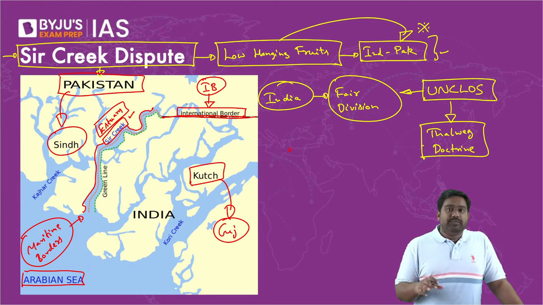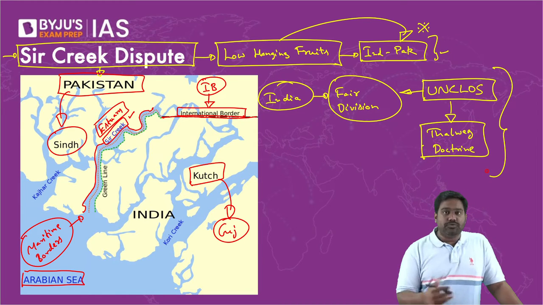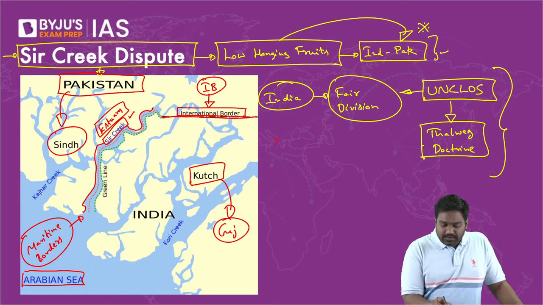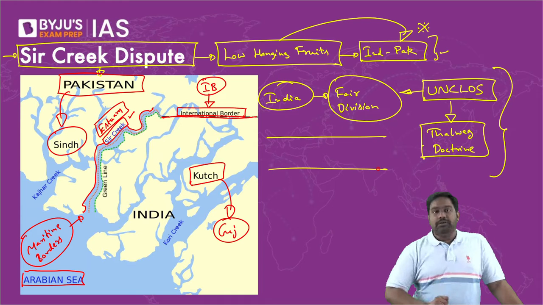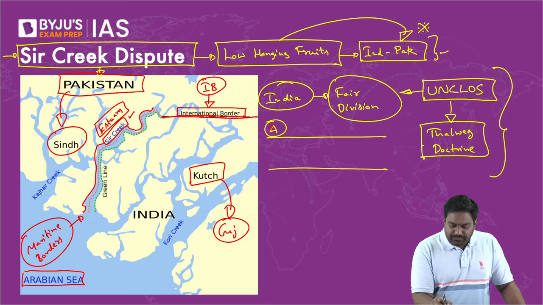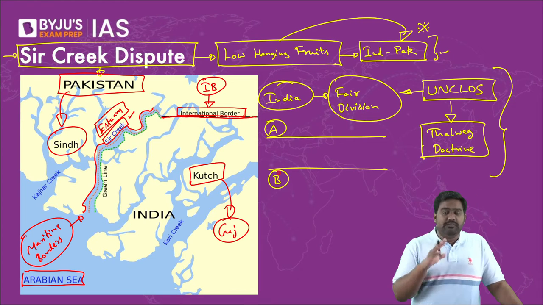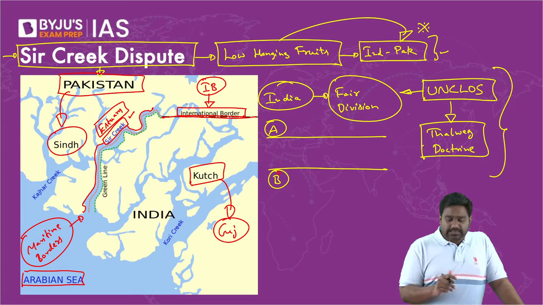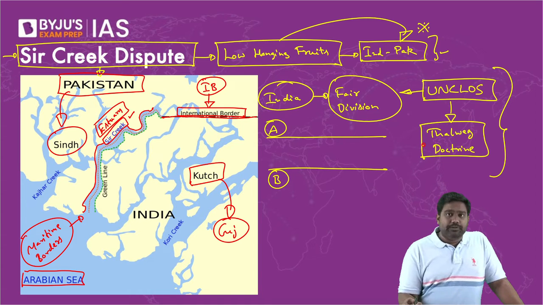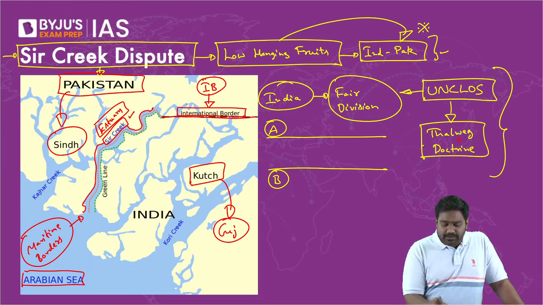So, what is the Talweg principle? According to the Talweg principle of drawing boundaries in the maritime domain, if there is a water body that marks the boundary between two countries, let's say this is country A, this is country B, and between the two countries there is a water body which is marking the boundary. In that case, according to the Talweg principle, which is given recognition under the UN Convention on the Law of the Sea, the border should pass in the middle of the navigation channel.